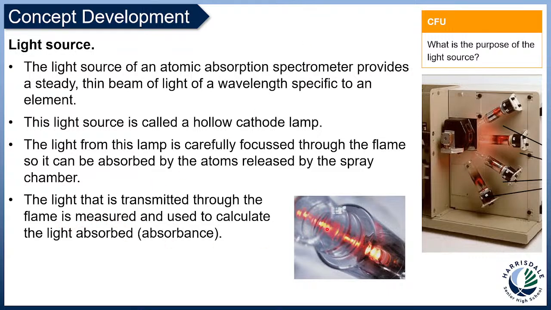Whatever light goes through the flame, the reduced amount of light, is the one that is detected and measured, and that is what will give you a certain number for your absorbance value. It's going to tell you how much of the light has been absorbed by the sample that is currently burning in the flame. Okay, I think that's all I can say for that one.